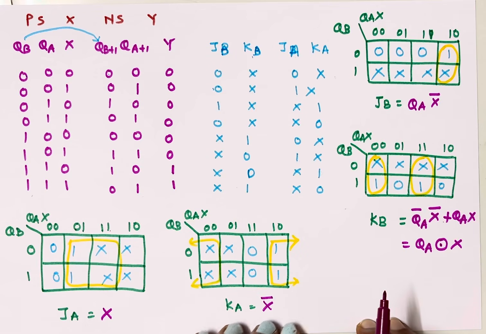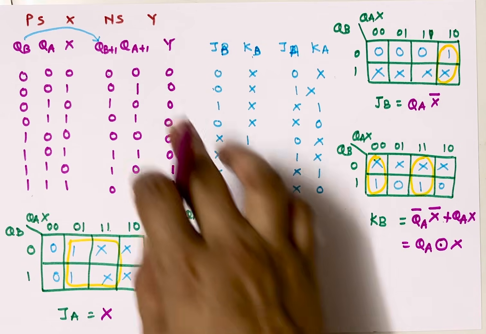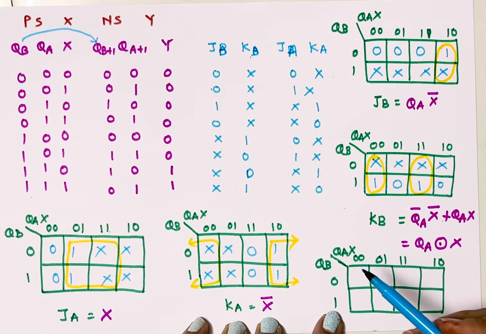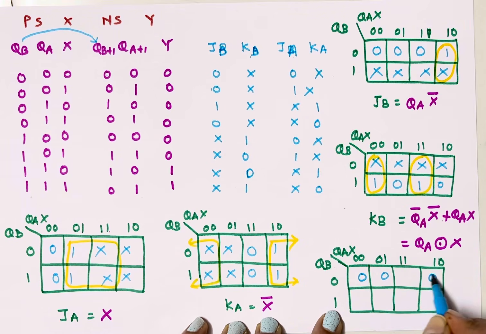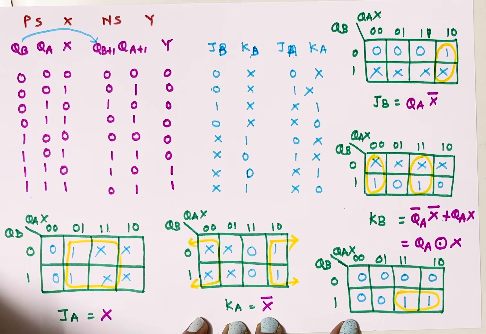Similarly, now we need to draw the K-map for Y. So here Y is 0, 0, 0, 0, 0, 0 and then it is 1, 1. So we can make a pair and here the equation will become Y is equal to, this is our output, QB into QA.